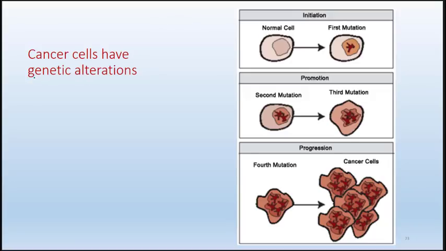Cancer cells do have genetic alterations that occur. When we have a normal cell, we have normal DNA, normal chromosomes. But in cancer, we have mutations. As cancer develops, it's important for you to know that it will accumulate more and more mutations. So you can see we have the first mutation, the second mutation, the third mutation, the fourth mutation, and now we have cancer cells. So we start with initiation, promotion, and then progression. In order for cancer to develop, we require at least 4 or so mutations to occur.